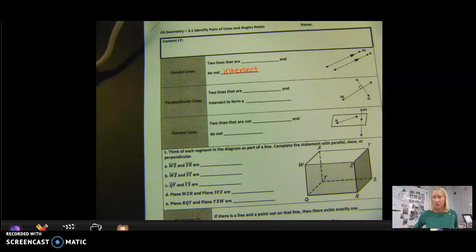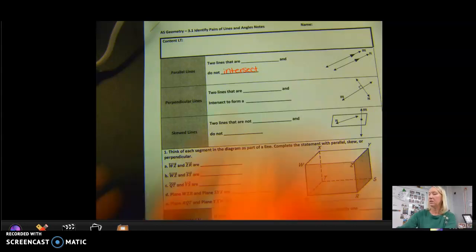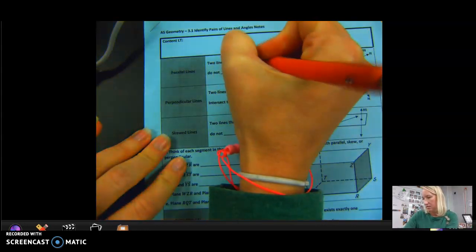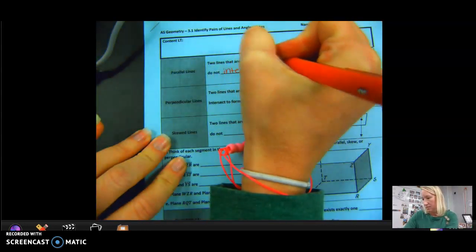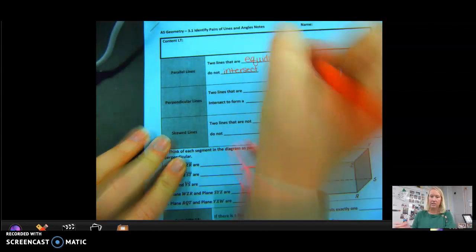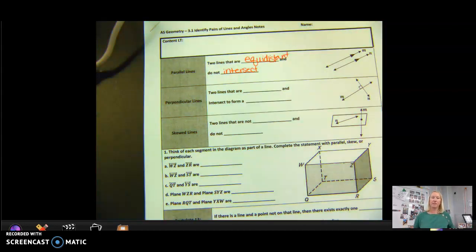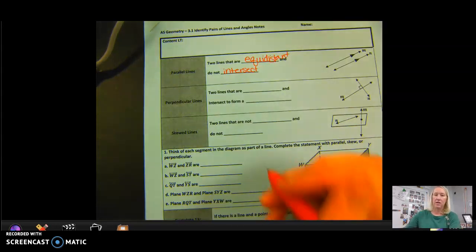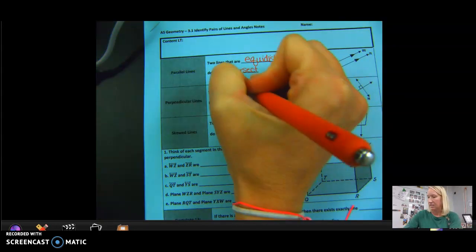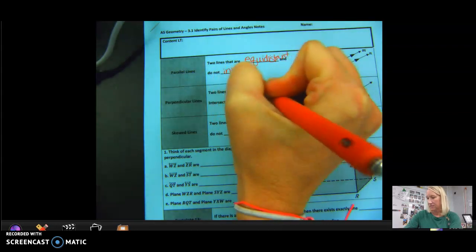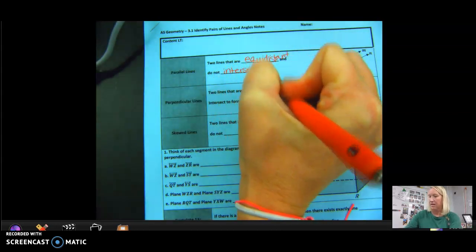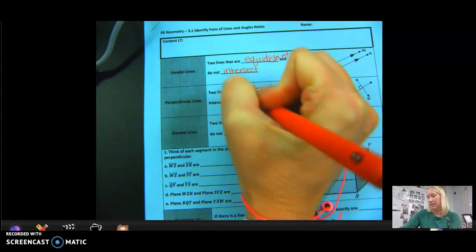So we are on 3.1 in your note packet, so make sure to have that out. Parallel lines are two lines that are equidistant. So if we break that word apart, equal and distance, right? And do not intersect. Perpendicular lines are two lines that are intersecting, and they intersect to form a 90-degree angle.